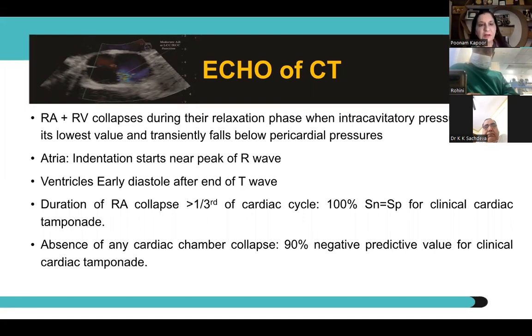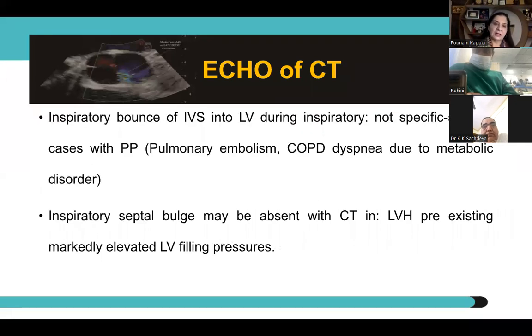So the ventricles should be seen in early diastole after the end of the T wave. This is also an MCQ question. And the atrial indentation starts to peak near the peak of the R wave. Any cardiac chamber collapse has a 90% negative predictive value for clinical cardiac tamponade.